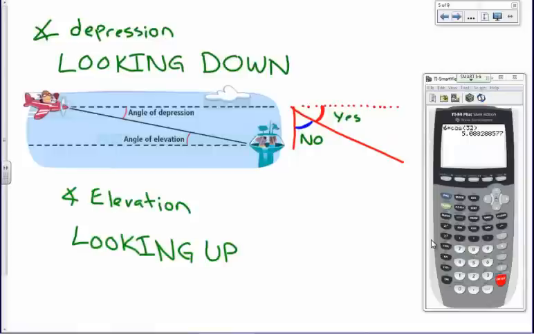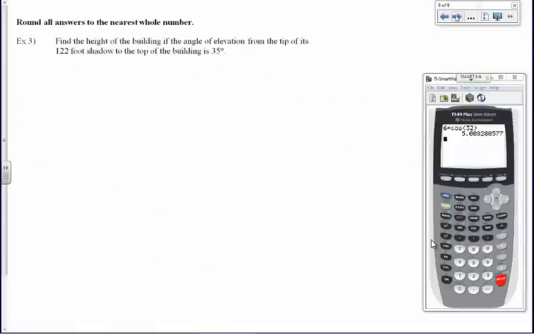So let's use these two in a couple of examples, shall we? In example 3, we're going to find the height of the building given that the angle of elevation from the tip of its 122-foot shadow to the top of the building is 35 degrees. Note that we're using angle of elevation, so your angle should be looking up from a straight line of sight.